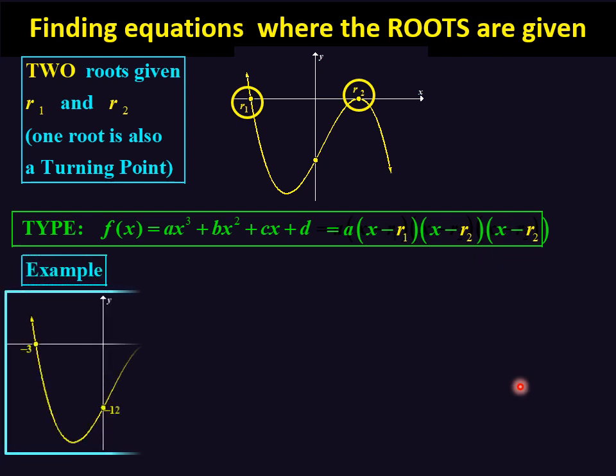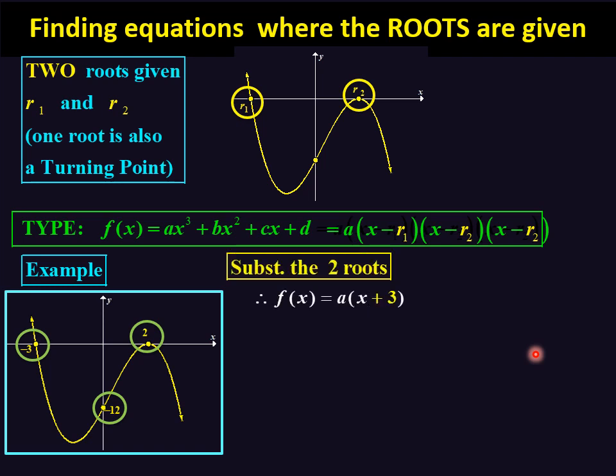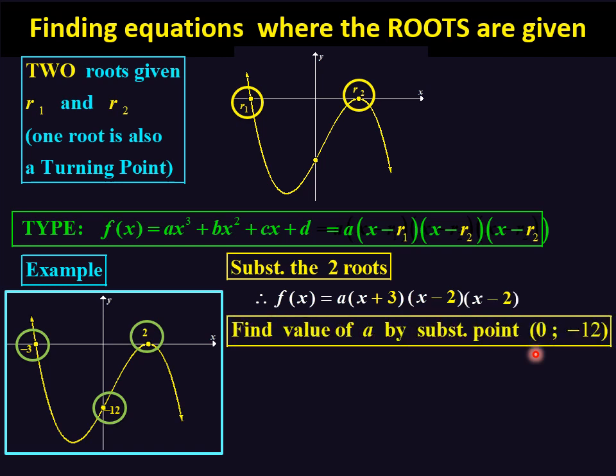Let's look at an example. What is the first root? -3. And the repeated one? 2. See, the repeated one is the one that is associated with either a local maximum or a local minimum. There's the y-intercept. So let's substitute the 2 given roots. So that's going to be (x plus 3). The other one is (x minus 2). And it's the (x minus 2) that is going to be repeated.